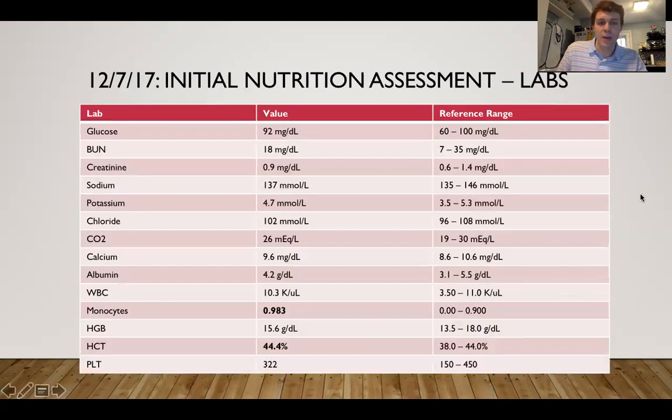His initial labs were all normal, except his monocytes were a little high and his hematocrit was a little bit high. The monocytes being a little bit high with a white blood cell count of 10.3, so kind of that upper end of normal, kind of indicated some kind of infection, some immune response going on in the body. And the hematocrit being slightly elevated might have indicated some slight dehydration.